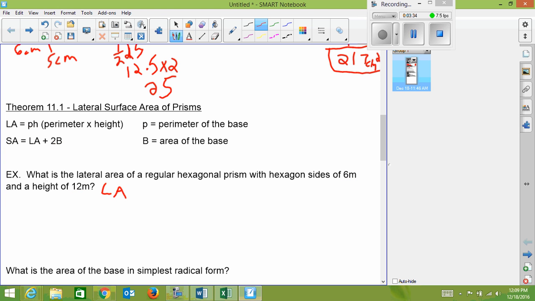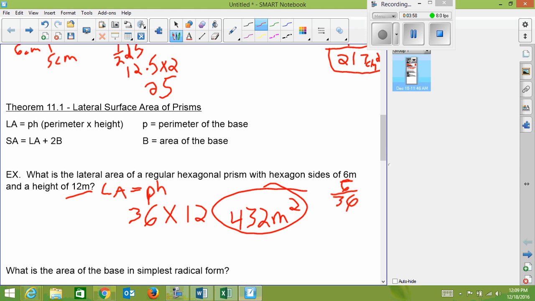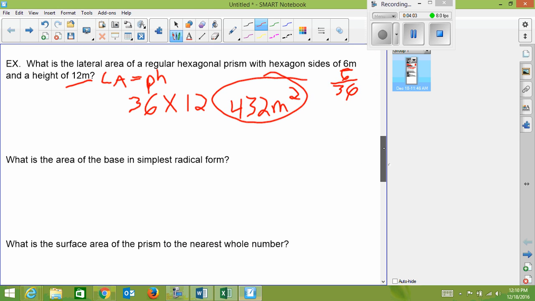So lateral area equals the perimeter of the base times the height. Since the perimeter of a hexagon is one side times 6, it would be 36 for the perimeter of the base, and my height is right here. So all I need to do is take 36 times 12. I would get 432 square meters for the lateral area of a regular hexagonal prism. If it wasn't a regular one, obviously you would need more information to be able to do that.